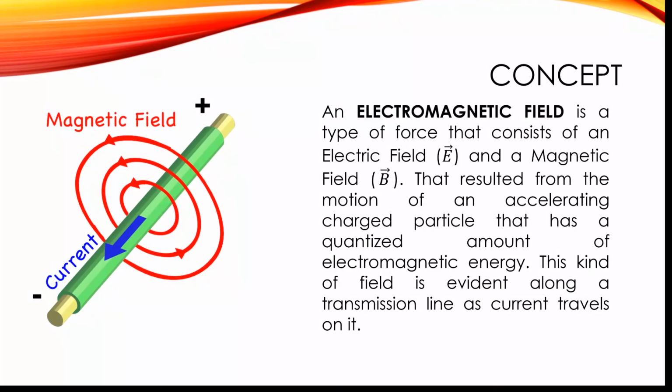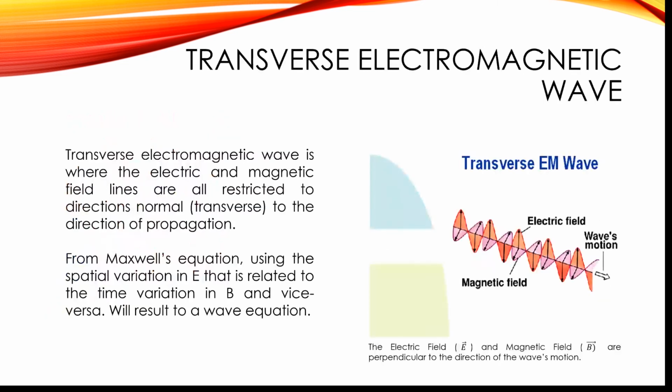So first, the concept of a transverse electromagnetic wave: an electromagnetic field is a type of force that consists of an electric field and a magnetic field that came from the motion of an accelerating charged particle that has a quantized amount of electromagnetic energy. And this kind of field is evident along a transmission line as current travels on it.